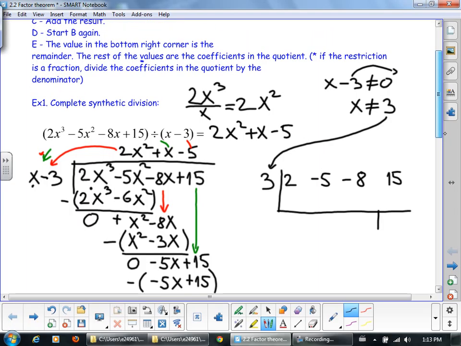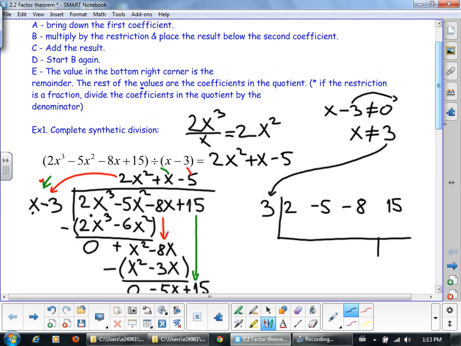Then we can actually go back up to step A and start performing synthetic division. So as you see in step A, it says to bring down the first coefficient. In this case, our first coefficient is 2, and we're just going to bring it down and rewrite it under the horizontal line. The second step is to multiply the restriction, which is 3 in this case, with the coefficient that we just brought down, and we're going to write the result below the second coefficient.